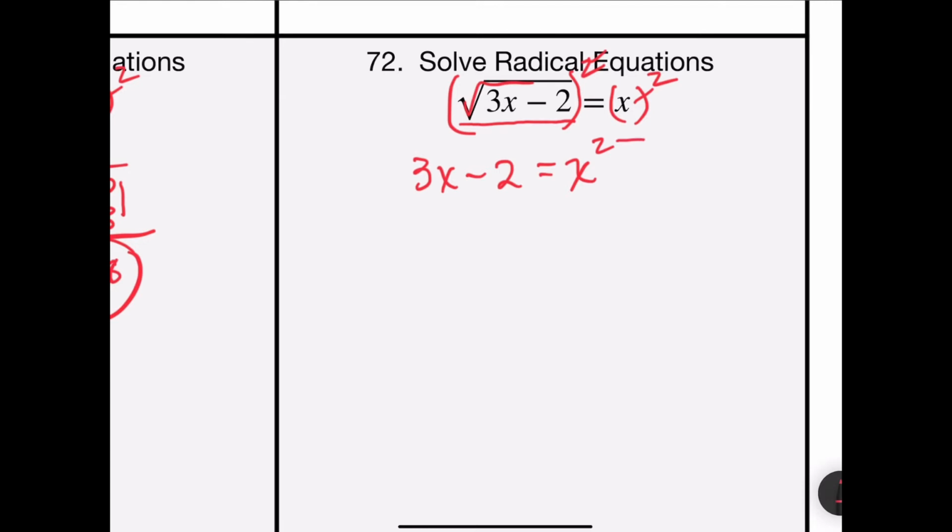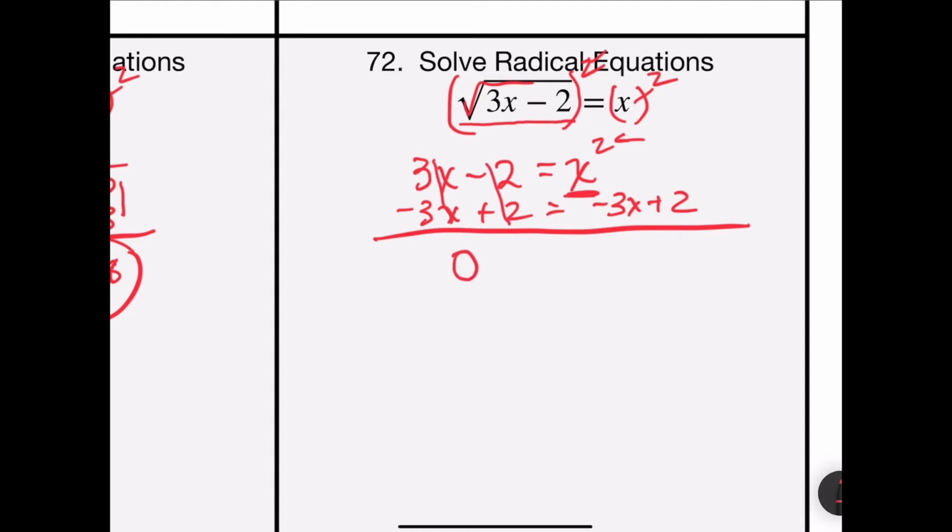Since I have a squared, I know it's a quadratic. To solve a quadratic, I'll have to set one side equal to 0. I'm going to set the left side equal to 0 so that my leading x squared term remains positive. So I would subtract 3x and add 2 to both sides of the equation. 3x minus 3x is 0. Negative 2 plus 2 is 0. So my left side is 0. On the right side, x squared minus 3x plus 2, they're not like terms, so all I can do is express that trinomial.